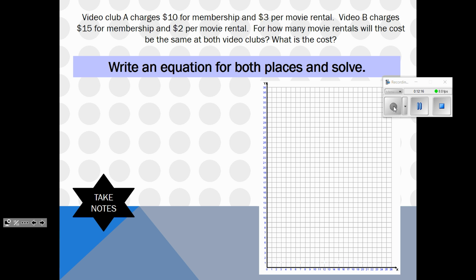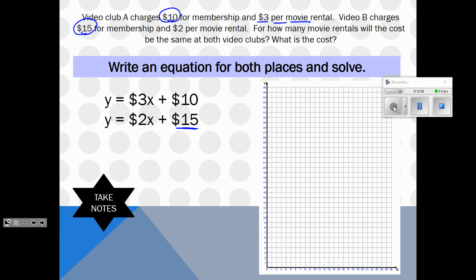First we have Video Club A charges $10 for membership and $3 per movie. How do we write that as an equation? We would write it as 3x plus 10. For the second one, Video Club B charges $15 for membership and $2 per movie. That tells us our slope. So here's our two equations.